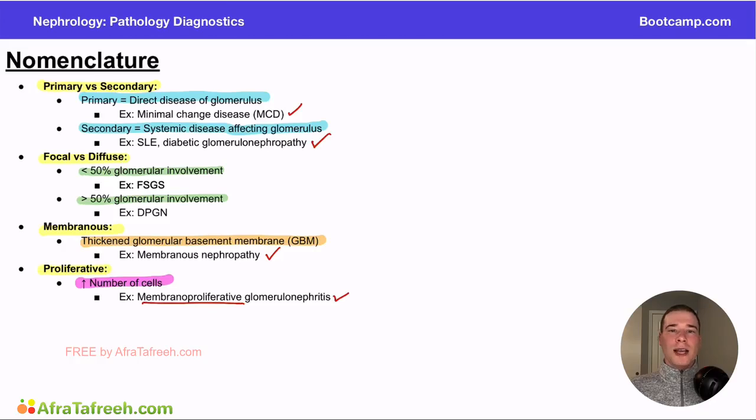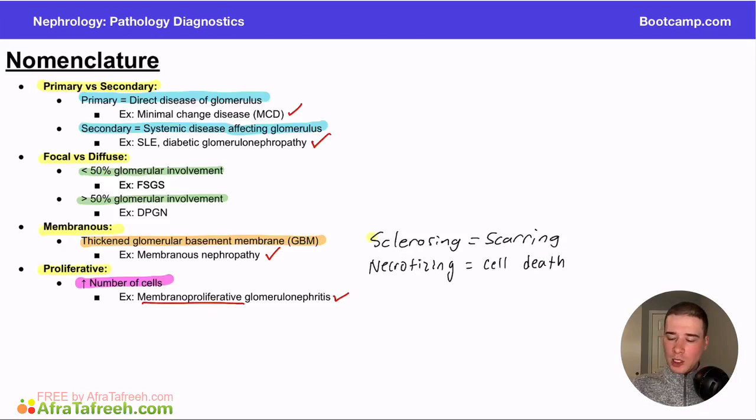There are some other words that might show up that may be new to you, including sclerosing, which just means scarring, and necrotizing, which refers to cellular death. There's also crescentic, which refers to a collection of fibroblasts, macrophages, and epithelial cells that can accumulate in the Bowman space and essentially create a crescent shape in the glomerulus. That is, again, a way that we can look at things on histology and figure out what the patient's pathology might be.